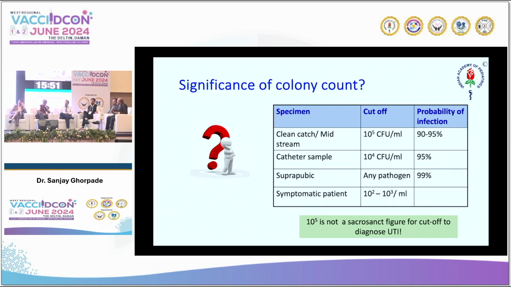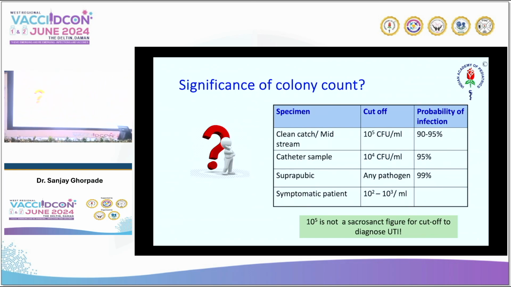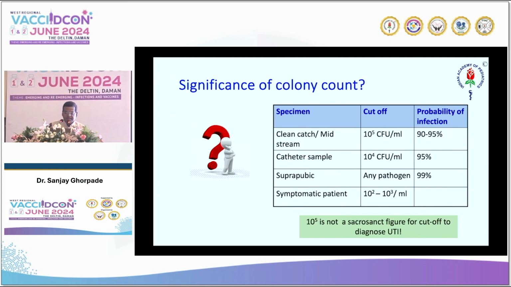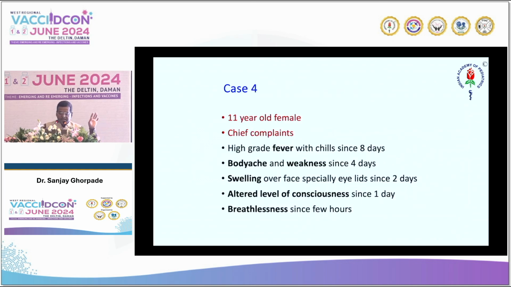Here, 10 to the 5 is not a very strict cut-off figure, but you have to correlate clinically, also according to age. So the clear-cut message about UTI given by Dr. Anand is that merely WBCs in the urine is not a UTI, it could be merely a sterile pyuria. If you want to diagnose UTI, better to go for culture. If you want to go for culture, the collection method is important. Accordingly, you must know the colony count. If it is suprapubic puncture, any pathogen colony count is considered a positive UTI. So these are the clear-cut messages from Anand's case.